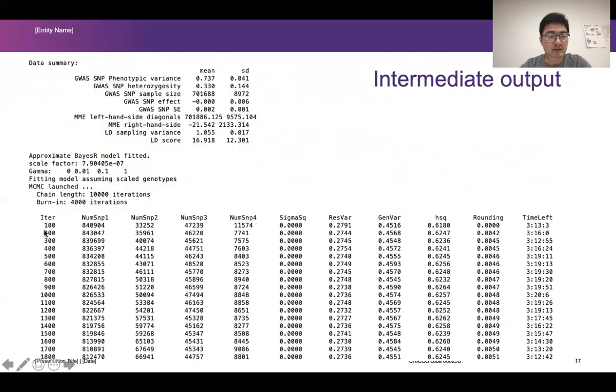And here shows, for every 100 iterations, the number of SNPs fitted in each of the 4 mixture components, and the sampled values for residual and genetic variance and SNP-based heritability. And the last column shows the predicted time to finish.